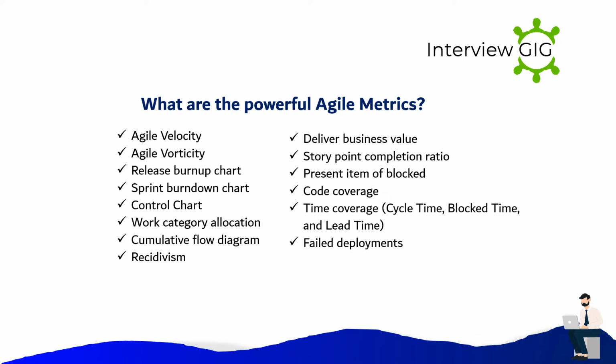What are the powerful Agile metrics? Agile velocity, Agile velocity, release burn-up chart, sprint burn-down chart, control chart, work category allocation, cumulative flow diagram, recidivism, delivered business value, story point completion ratio, percentage of items blocked, code coverage, time coverage, cycle time, block time, lead time, failed deployments.